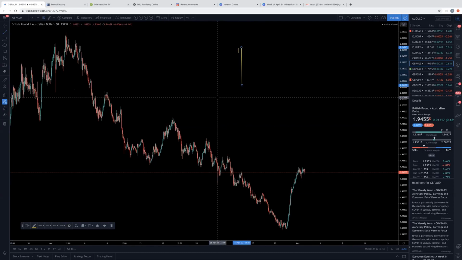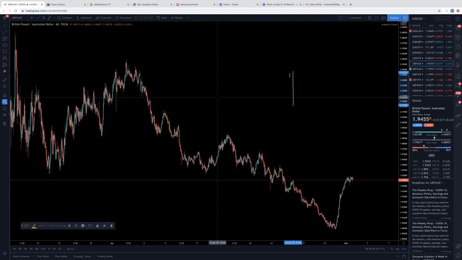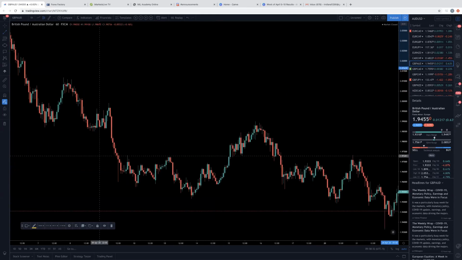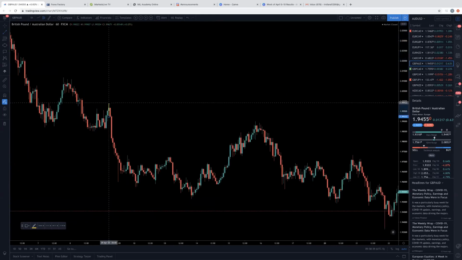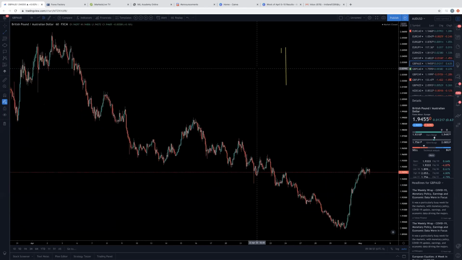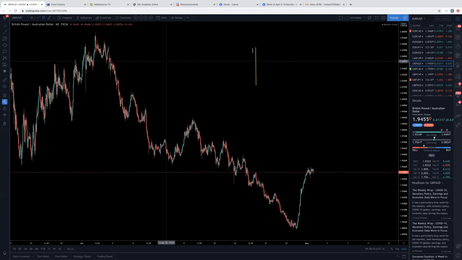So that one's not even a debate. I focus strictly on the body. This is a good example. Look at the wick on this candle right here. If I had to include this wick, this candle wouldn't have engulfed this one, because they're pretty much the same size. Does that make sense? Yeah, that makes sense. Okay. Everybody understand that? Cool.